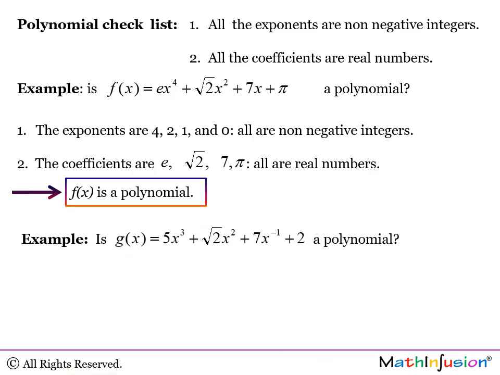Another example. This is not a polynomial, and the reason is because one of the exponents is negative 1, and negative 1 is a negative integer.